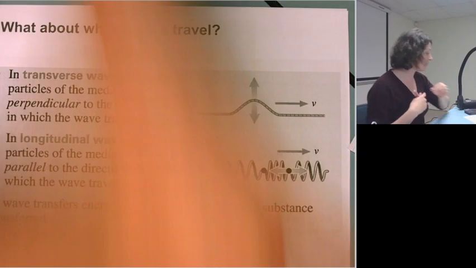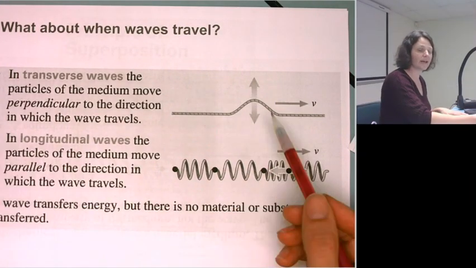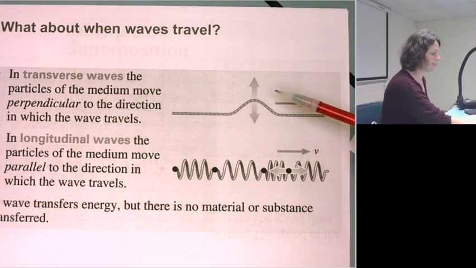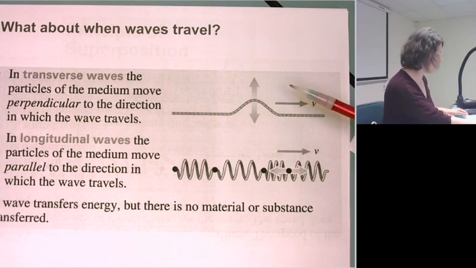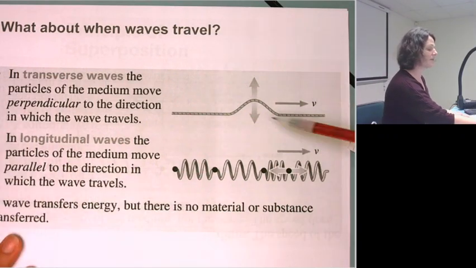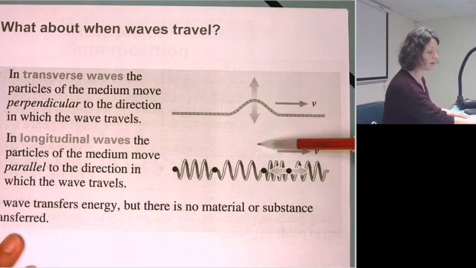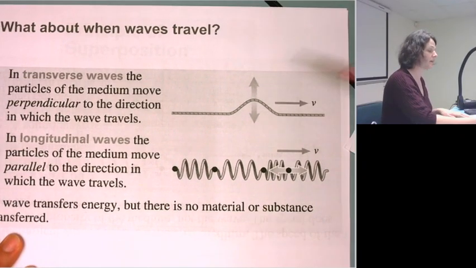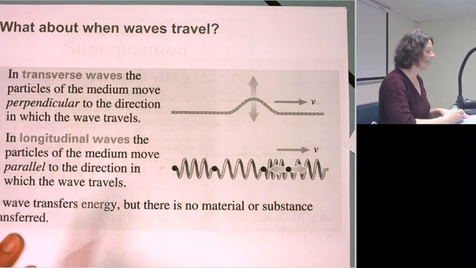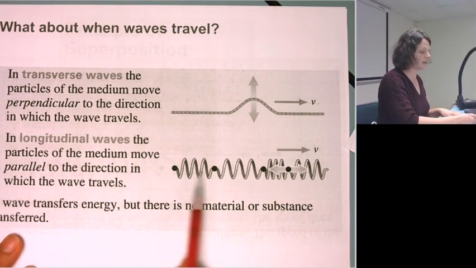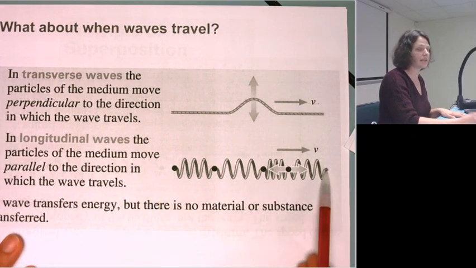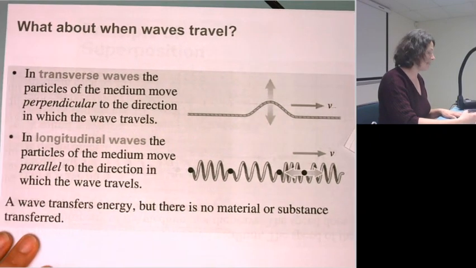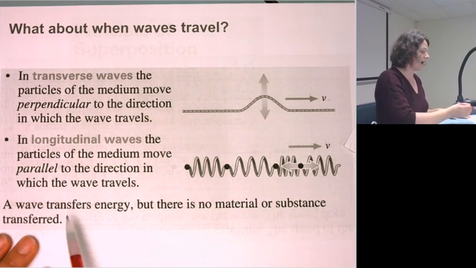All right, what about when waves travel? In a transverse wave, the wave is going up and down. Wow, that's really loud. Turn your cell phone off. Okay, in a transverse wave, the motion of the chunks of string is going up and down, so it's perpendicular to the motion of the wave. In a longitudinal wave, the motion of the particles is going left and right, so it's in the same sense as the speed of the wave.